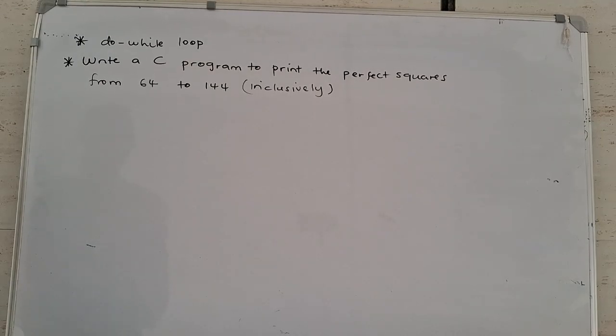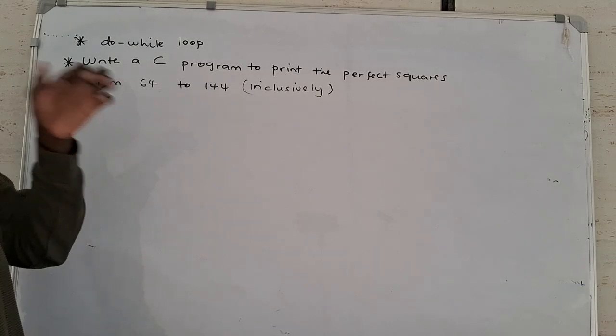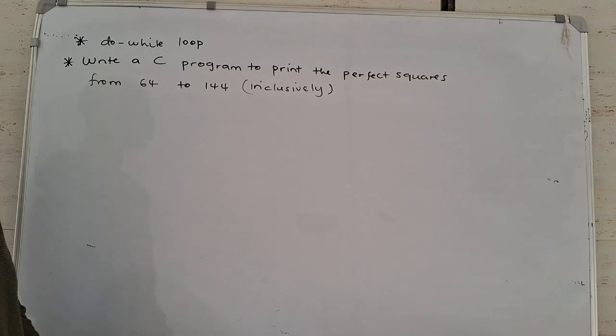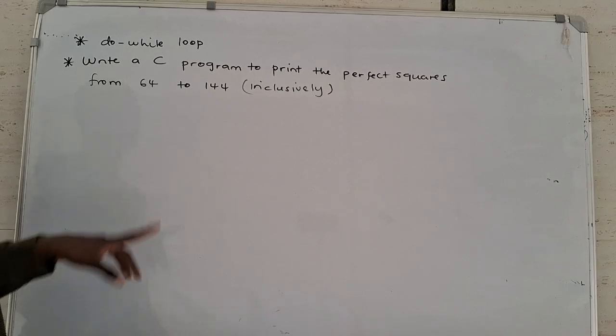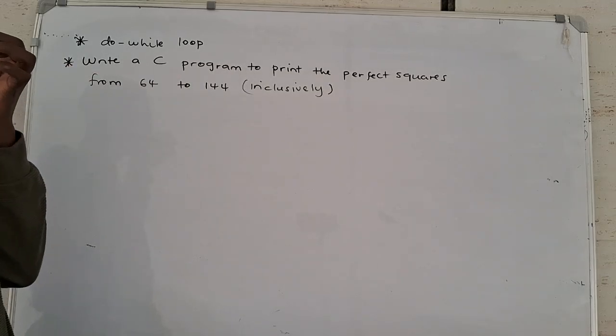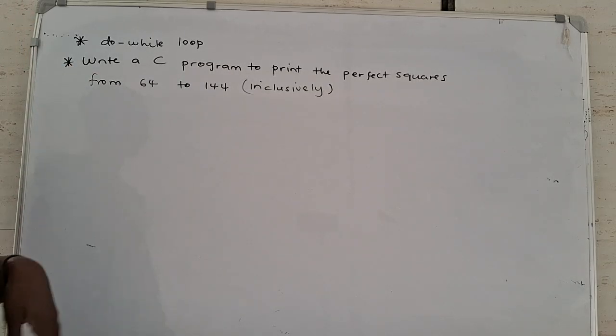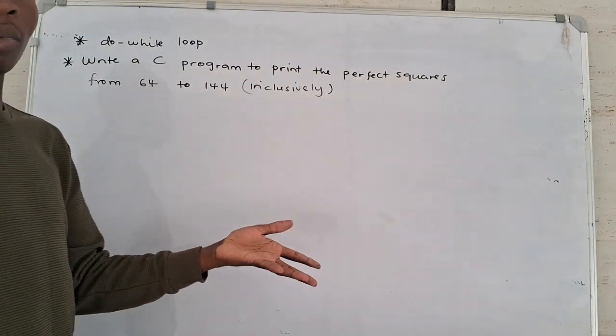In today's class we are going to write this basic C program. The program should print perfect squares from 64 to 144 inclusively. Okay, so the first thing, what is a perfect square?